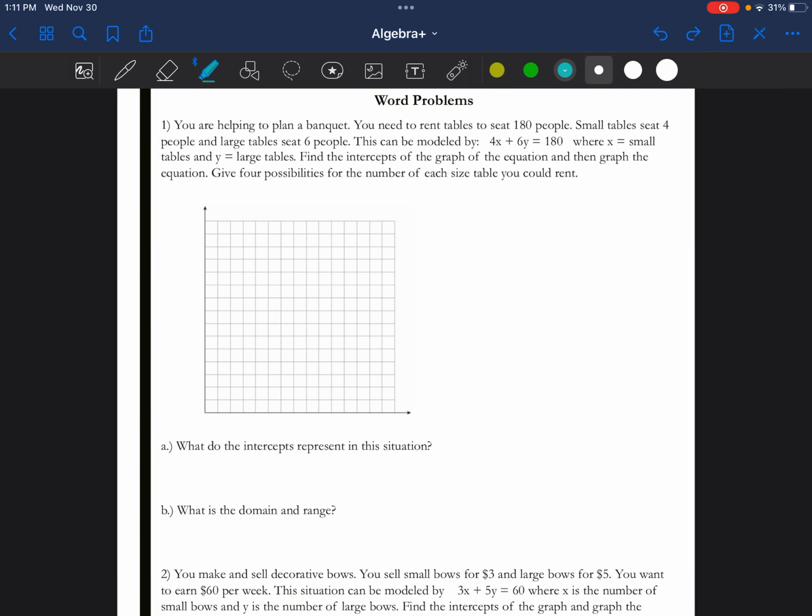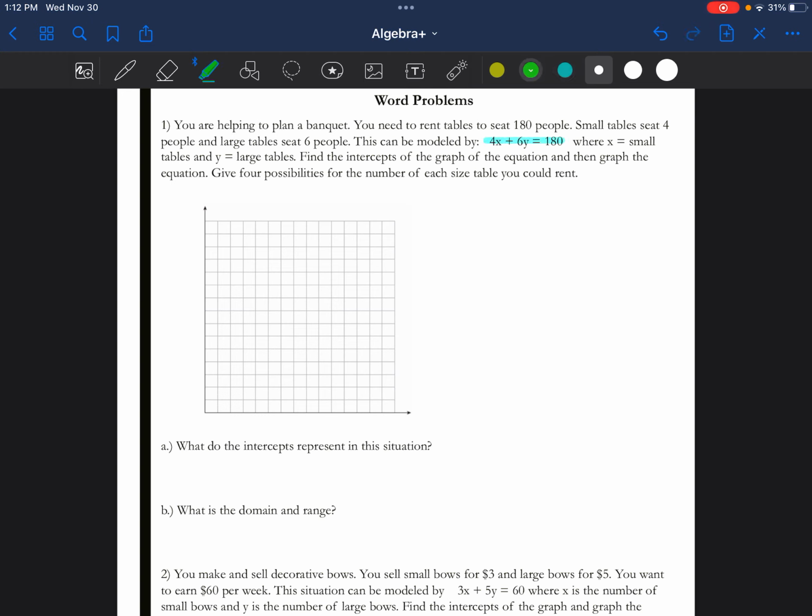When you're completing word problems, and now this is page 41, you want to make sure you're reading it correctly. When you see a word problem like this, usually the equations that you're going to need are in the problem itself. So it says you're helping plan a banquet. You need to rent tables that seat 180 people. Small tables seat 4 people, and large tables seat 6 people. It can be modeled. Well, hey, right there is your equation.